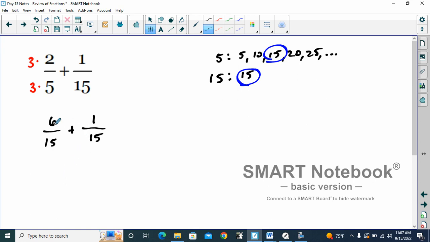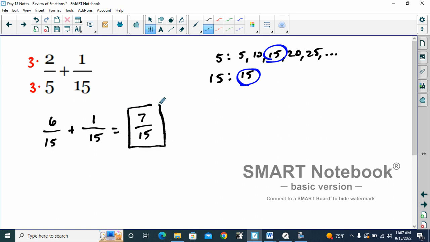We add across the top. 6 plus 1 is 7. The denominators were the same, so I keep it the same. I have 6 15ths, and I am adding one more 15th, so I have a total of 7 15ths.